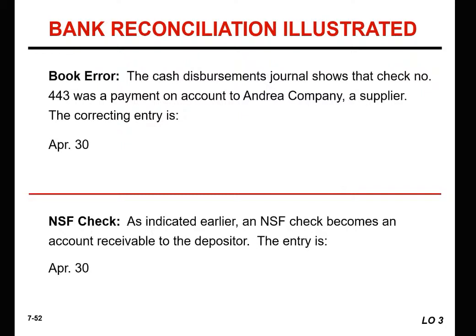Next, let's look at the book error. So for the book error, the cash disbursements journal shows that check number 443 was a payment on account to Andrea Company, who is a supplier. The correcting entry would be to add cash of $36 and then reduce the accounts payable account by $36.